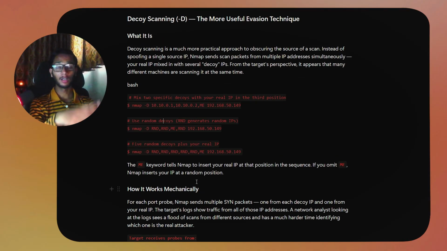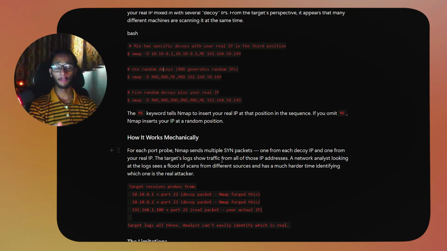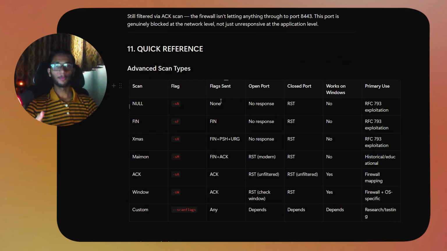So when you start this scan, the target's logs show that the traffic comes from all of these IP addresses, as if it is being attacked from multiple IPs at the same time. Over here you can see that a network analyst looking at the logs sees a flood of scans from different IPs, and because of that, it gets a bit harder to figure out who the real attacker is, what the real IP is. Though it's not impossible to figure out the real IP, it makes it a bit harder for them, right? And yeah, that's pretty much it for this video.